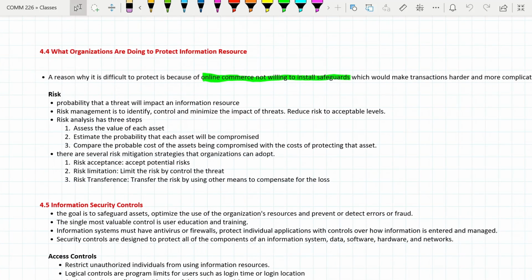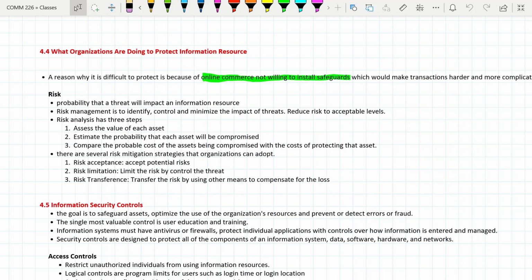So the risk is the probability that a threat will impact an information resource. Risk management is to identify, control, and minimize the impact of threats, reducing the risk to acceptable levels. Risk analysis has 3 steps. First, assess the value of each asset. 2, estimate the probability that each asset will be compromised. 3, compare the probable cost of the assets being compromised with the cost of protecting that asset.